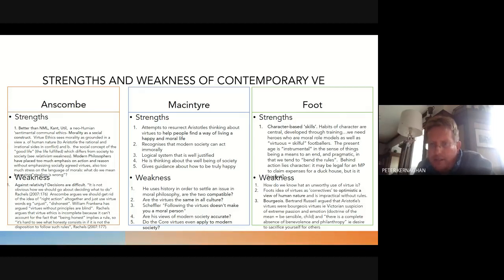This leads to weaknesses. How do we know that an act is something? He talks about things that are an unworthy use of virtue. Hitler cannot be virtuous in the end because he uses what virtue he has in an unworthy way, to quote him specifically. But how do we know Hitler was immoral? I mean, we do intuitively know that, I think, but we can't say that on virtue ethics.